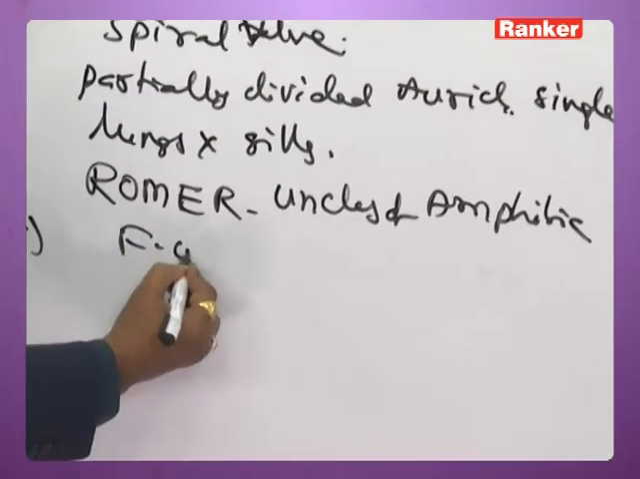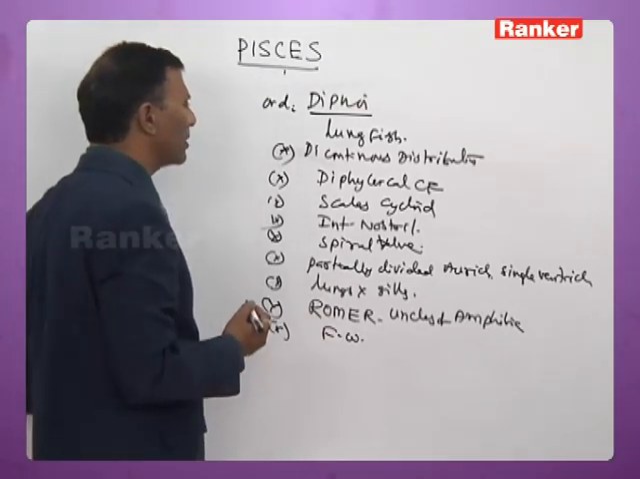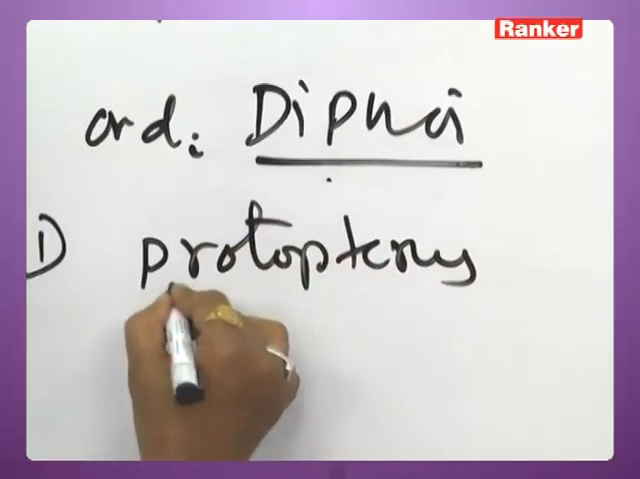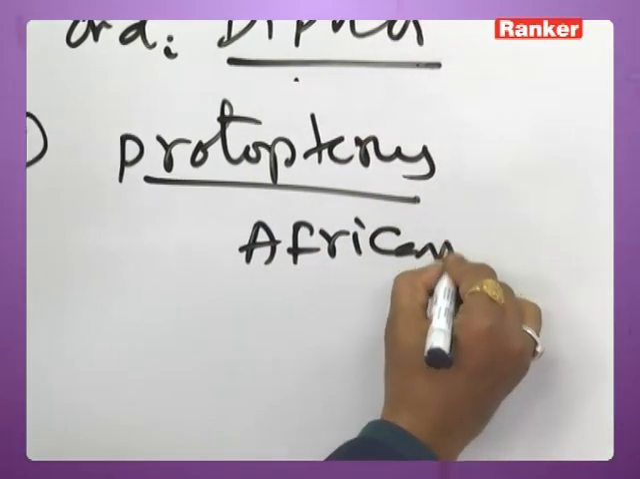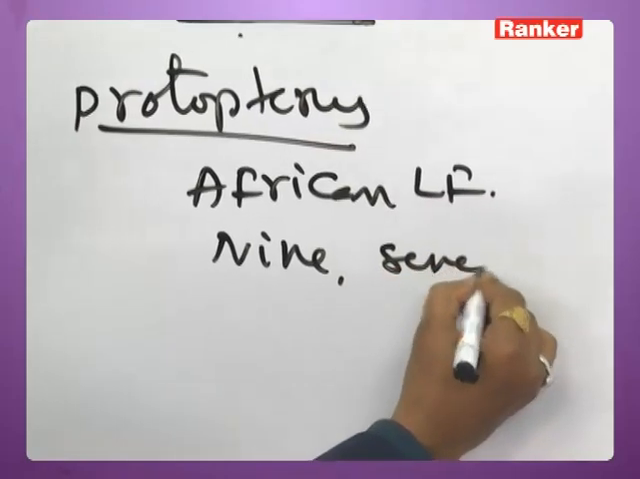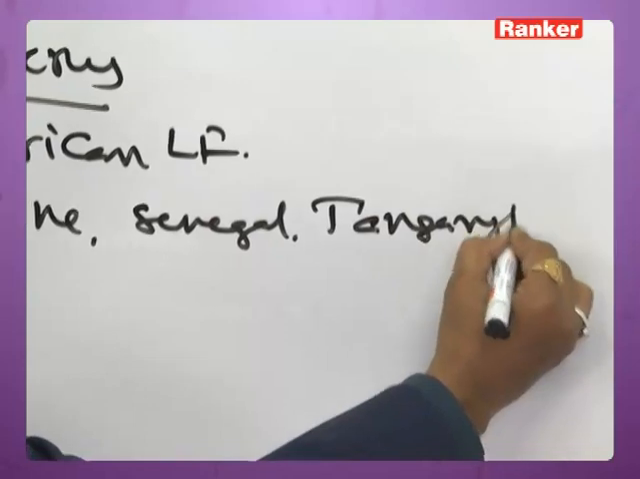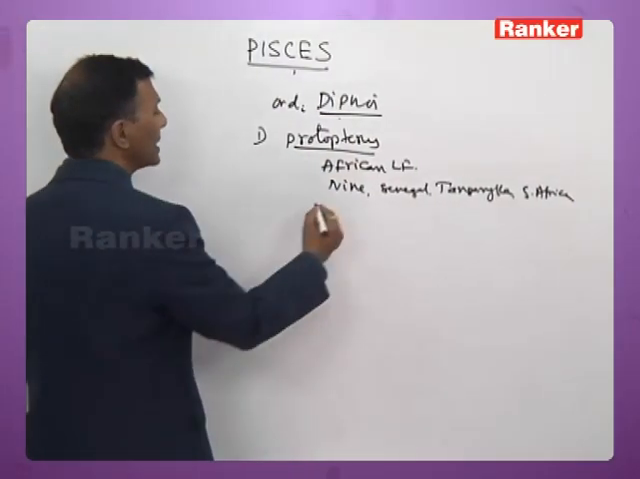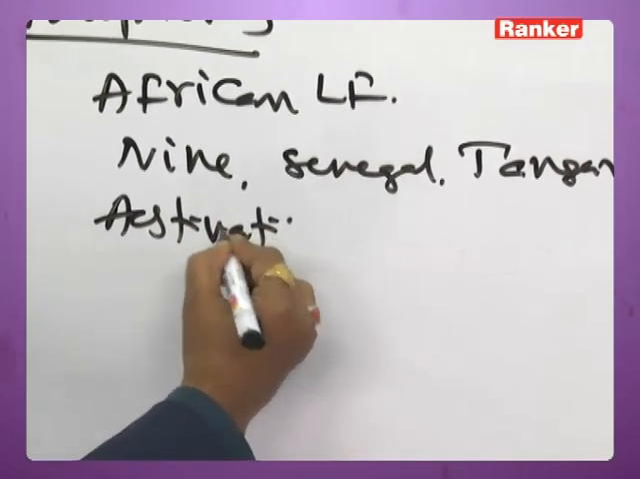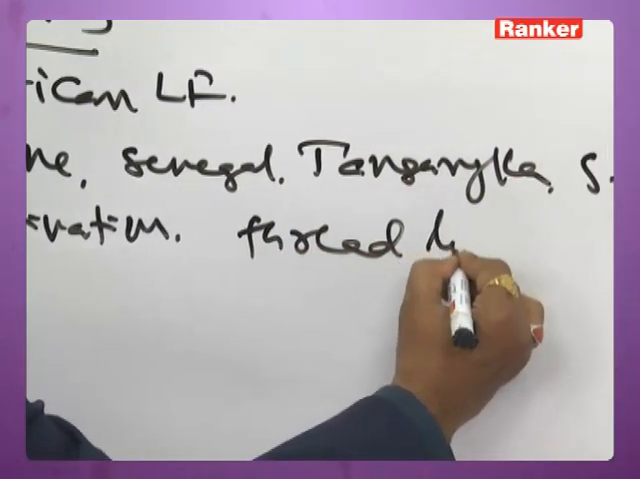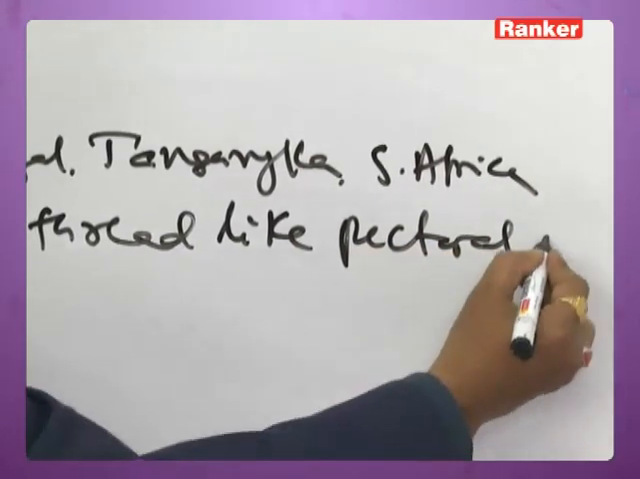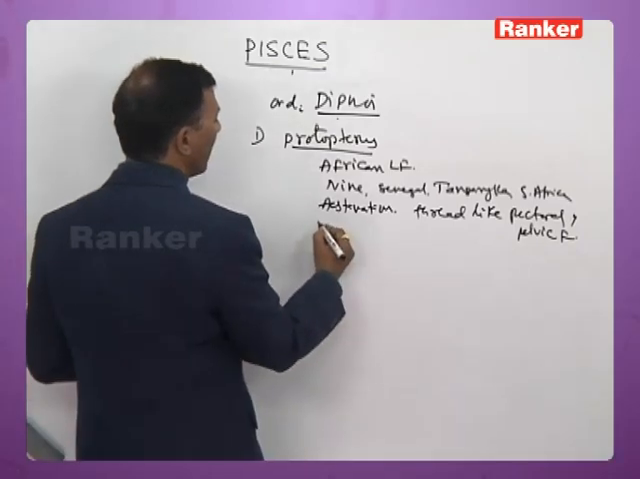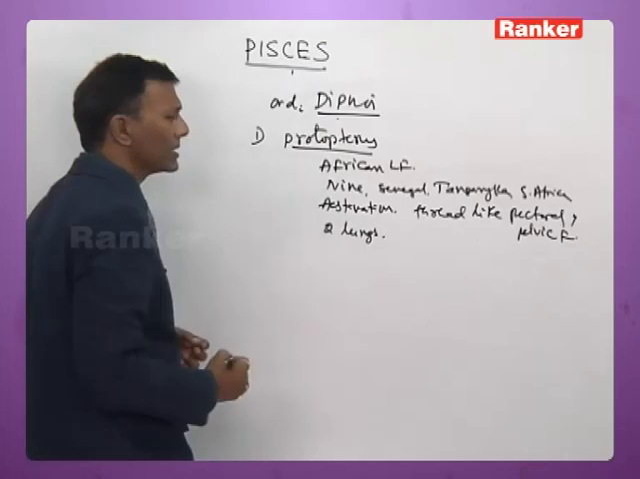They are all freshwater fish. Now the important examples for Dipnoi. Number one, Protopterus, commonly called the African lungfish. It lives in the Nile, Senegal and Tanganyika rivers of Africa. Protopterus undergoes estivation. It has thread-like pectoral and pelvic fins, and the caudal fin is diphycercal. Scales are cycloid. It has two lungs.